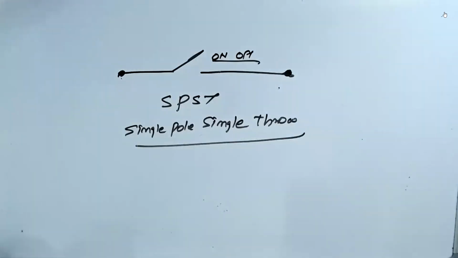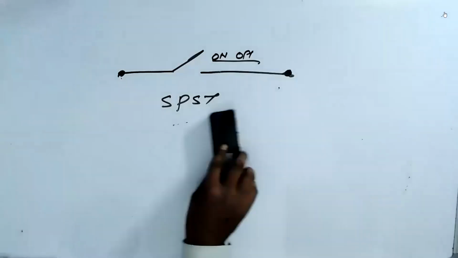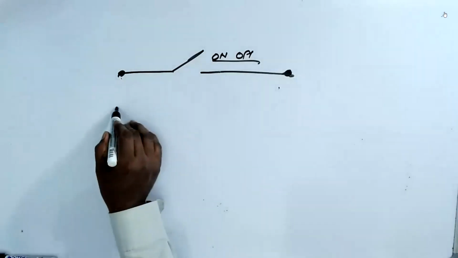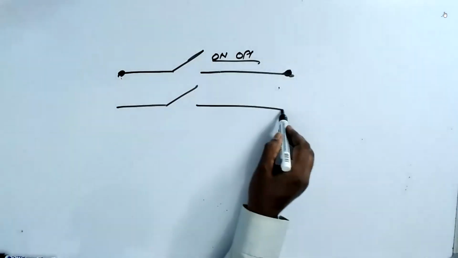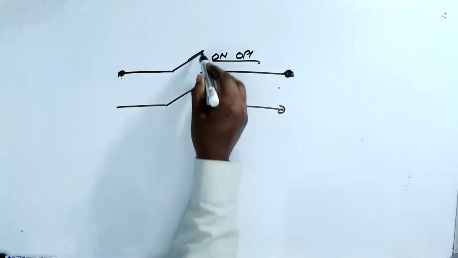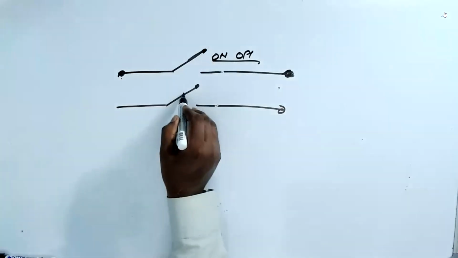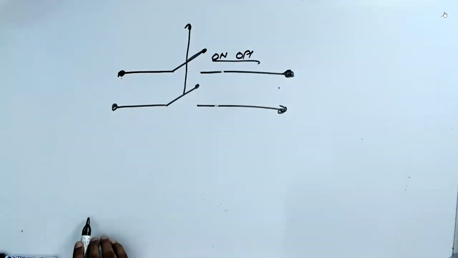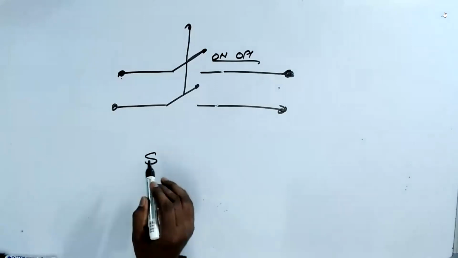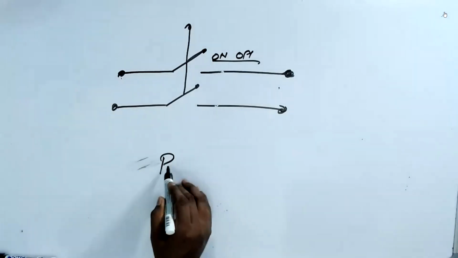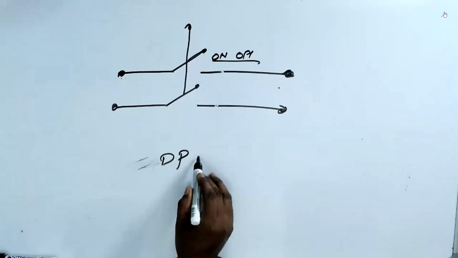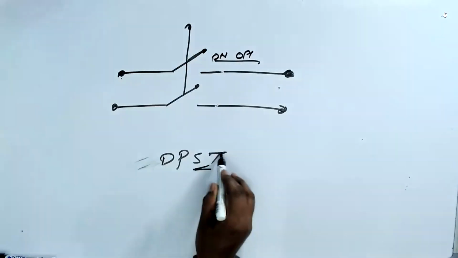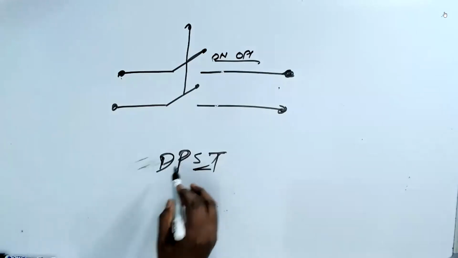The other one is DPST. That is nothing but I'll have two inputs, both will be controlled. It's single throw, I do one on or off single throw, but there will be a double pole. It's called DPST.